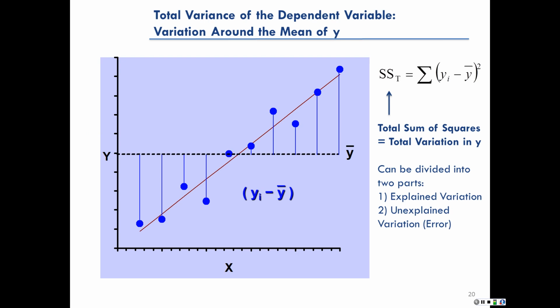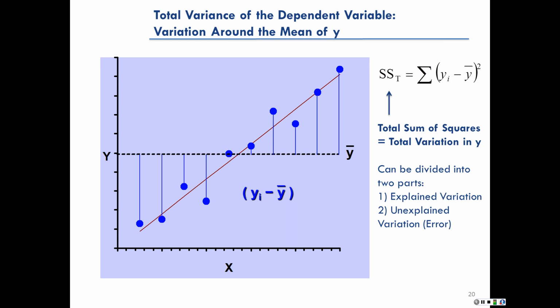Okay, so let's start out by talking about the total variance around the dependent variable. Remember, the dependent variable is referred to as y, and so here we're looking for the variation around the mean of y. In the graph, the mean of y is that dotted horizontal line that goes across the middle of the graph, and what we are looking for is the total variation around that line. So that's the total variance of each individual value of the dependent variable around that horizontal line, which is the mean of the dependent variable.